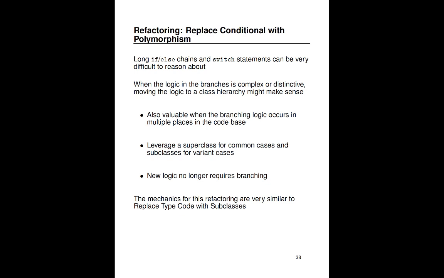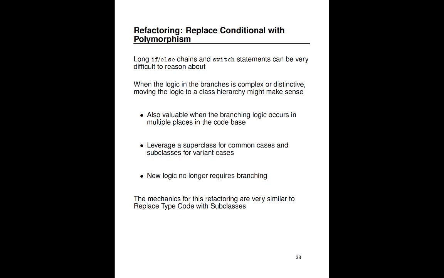Another situation that often arises when you're using lots of primitives is that you have long if-else chains or switch statements that have a lot of conditional logic in them. Especially if you've got branches of these conditional statements that contain complex or very specific or distinctive behavior. In that situation, taking that logic and moving it to a class hierarchy instead might make sense. This is especially valuable when you've got branching logic that occurs in multiple places in the code base. You can avoid duplication by leveraging the superclass-subclass relationship to keep common cases in the superclass, and then when things vary for specific types, put those in subclasses.